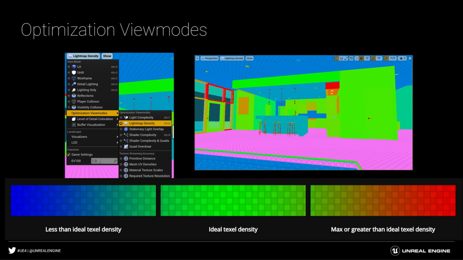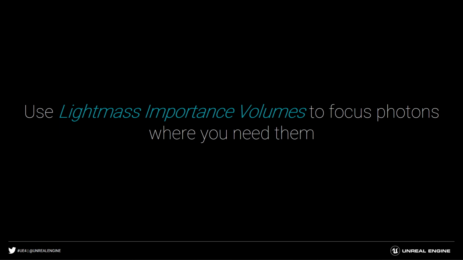So anything that's blue is a little bit on the light side, might be a little pixelated. You're kind of shooting for green in there. Anything that's red, you probably want to revisit that piece of geometry and tweak the UV layouts for that light map. So again, this is a good way to see how your scene is being processed, and it gives you the ability to diagnose errors or unexpected results.